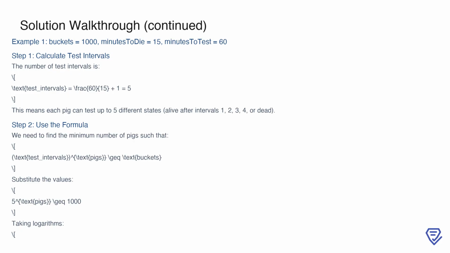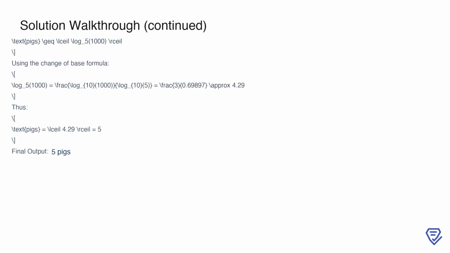Next, we use the formula to find the minimum number of pigs. We need 5 raised to the power of the number of pigs to be at least 1,000, since there are 1,000 buckets. In other words, we solve for pigs in the inequality 5 to the power of pigs is greater than or equal to 1,000. To make this calculation manageable, we use logarithms. Now, solving the inequality, we find that pigs must be greater than or equal to the ceiling of the base 5 logarithm of 1,000. To calculate this, we use the change of base formula.